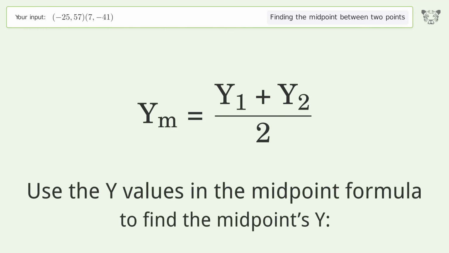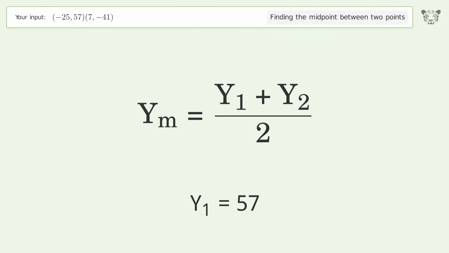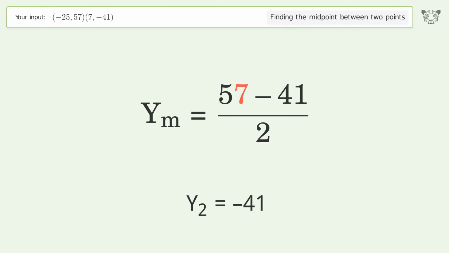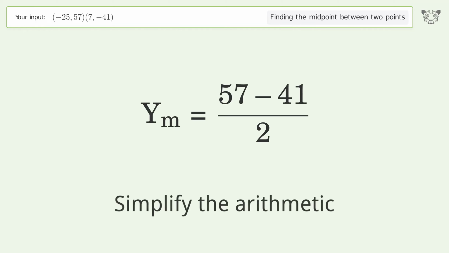Use the y values in the midpoint formula to find the midpoint's y. y1 equals 57. y2 equals -41. Simplify the arithmetic.